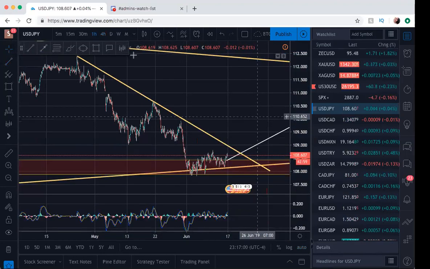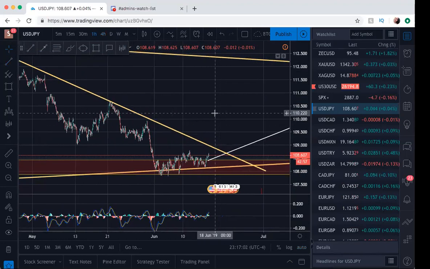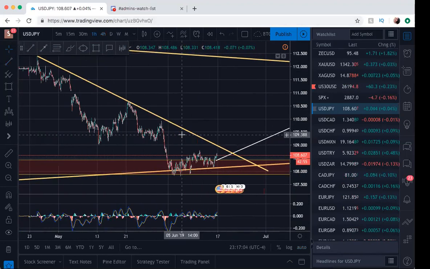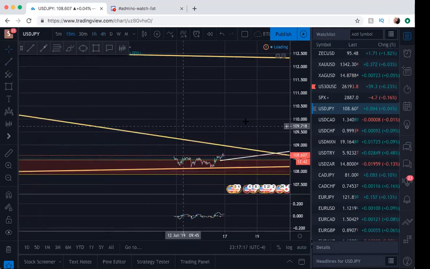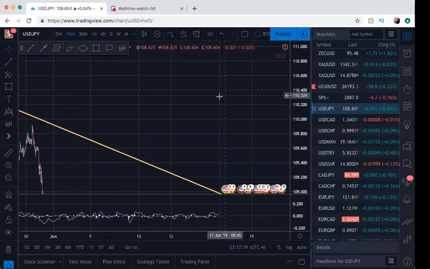So I've now identified this trend. I've hopped down one time frame. And considering this trend is still very visible on the 1-hour, I can now hop down to either the 30 or the 15 and wait for two things to happen.